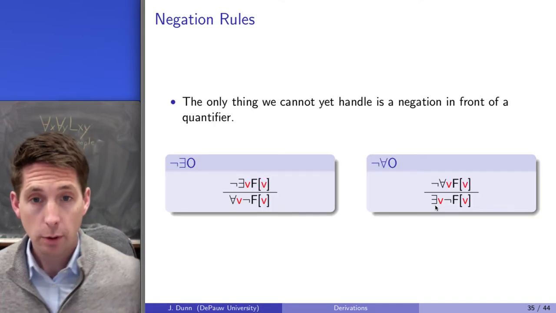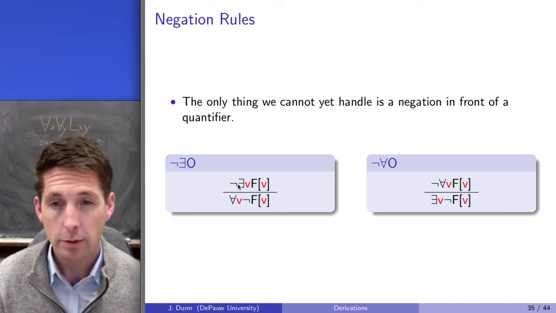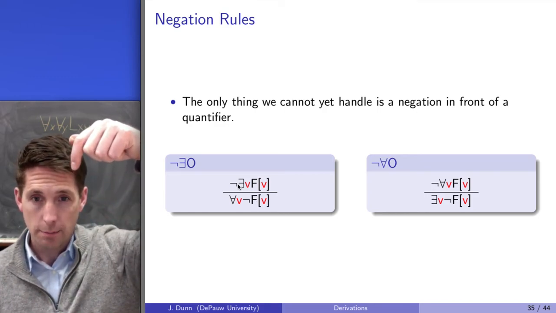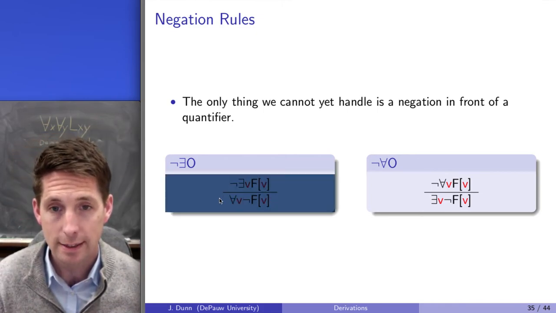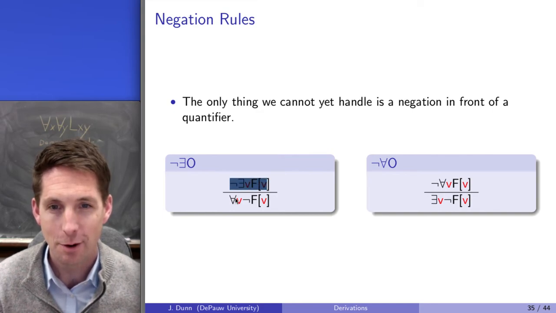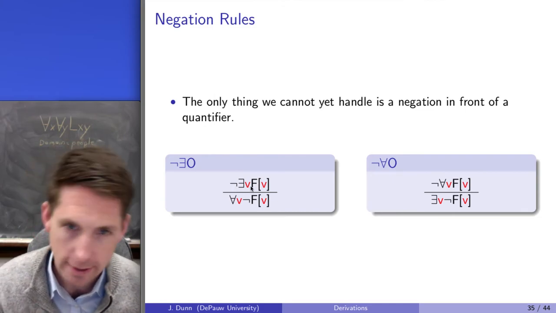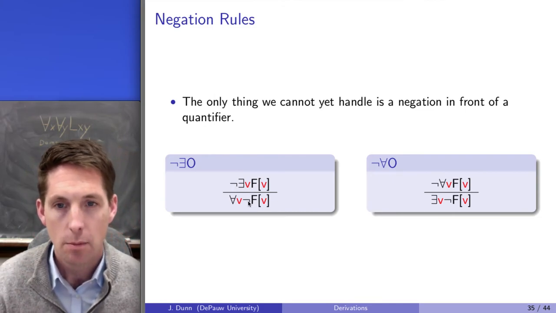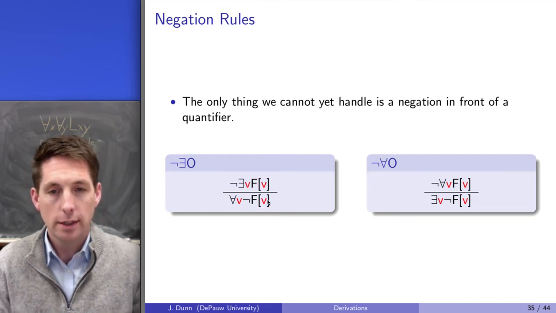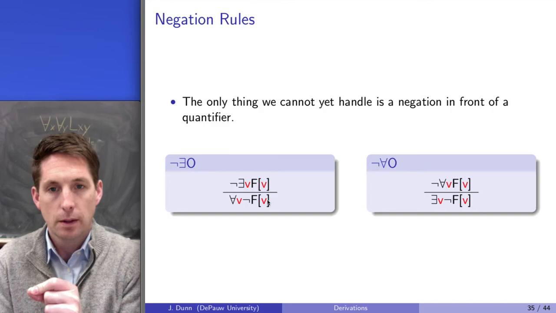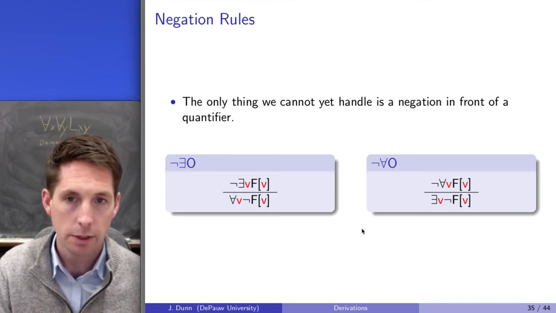Pretty straightforward. The only thing to keep in mind here is that the rule only goes from top to bottom. That is, you can go from this kind of a formula to this kind of a formula to this kind of a formula. That is, you can push a negation into the inside of a formula, but you can't go from a formula like this to a formula like that. That is, the rule doesn't allow you to pull a negation out. So we can push negations through, we can't pull them out. And that's the same for both rules here.